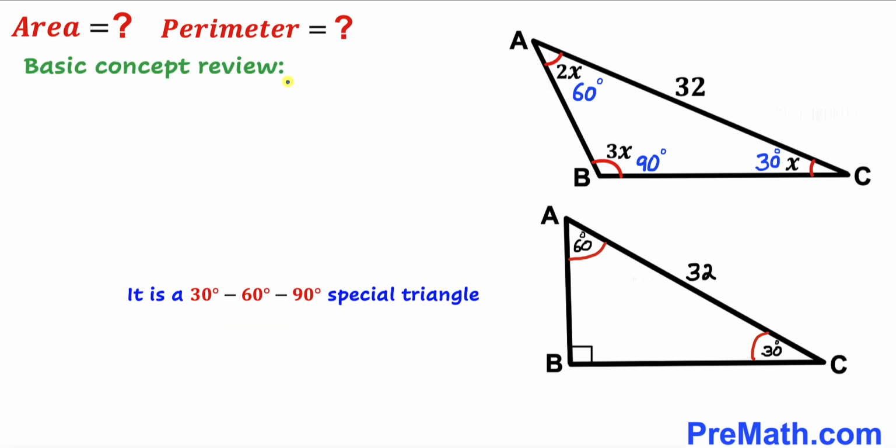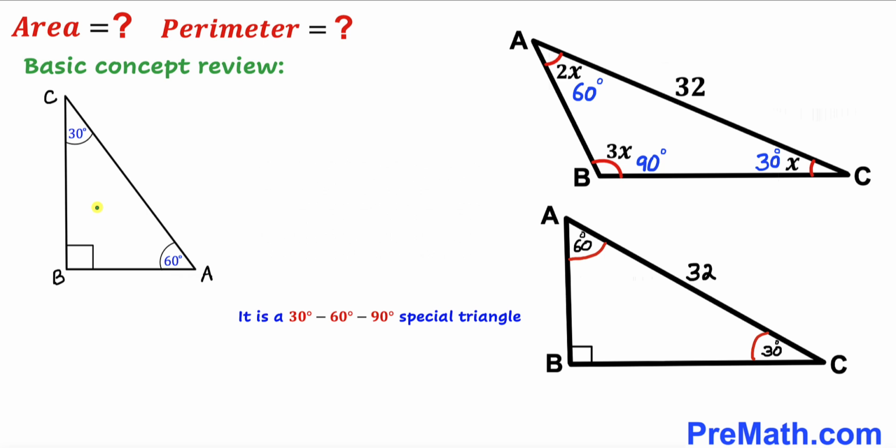Before we proceed any further, let me go over the basic review. Let's focus on this triangle ABC, our special 30, 60, 90 triangle, since this angle is 30 degrees, this angle is 60 degrees, and this is our 90 degree angle. The side opposite to this smallest angle is going to be our smallest leg, and this is our largest angle, 90 degrees. So the side opposite to that angle is going to be our longest leg, that is also called the hypotenuse.